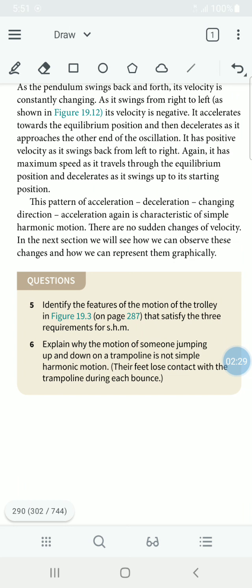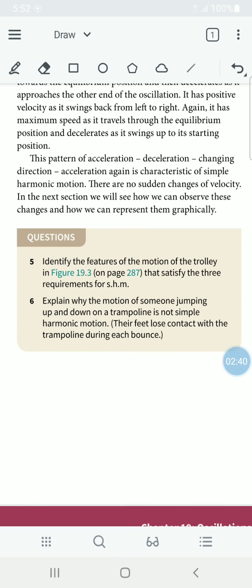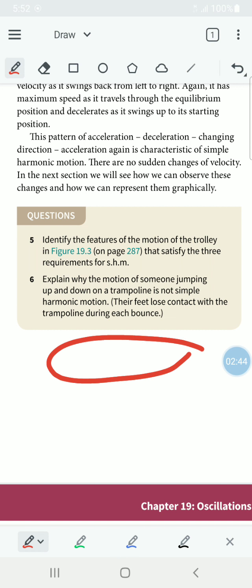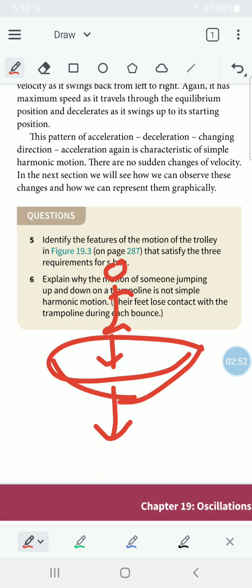Explain why the motion of someone jumping up and down on a trampoline is not simple harmonic motion. Their feet lose contact with the trampoline during each bounce. So what you need to understand is, if this is a trampoline and a man is jumping up and down, he will come here, and this will stretch a little and push him upwards, right?